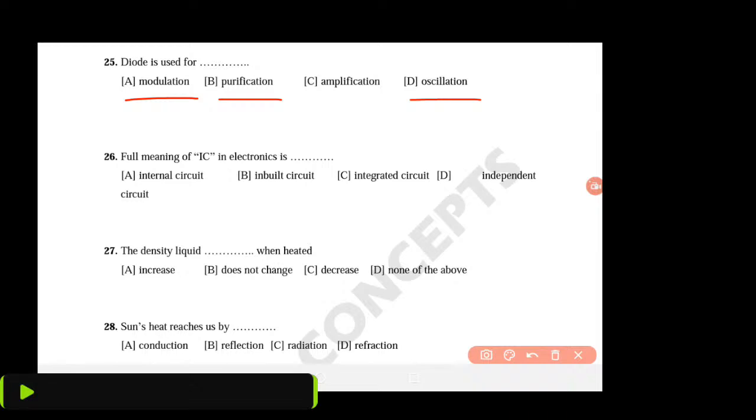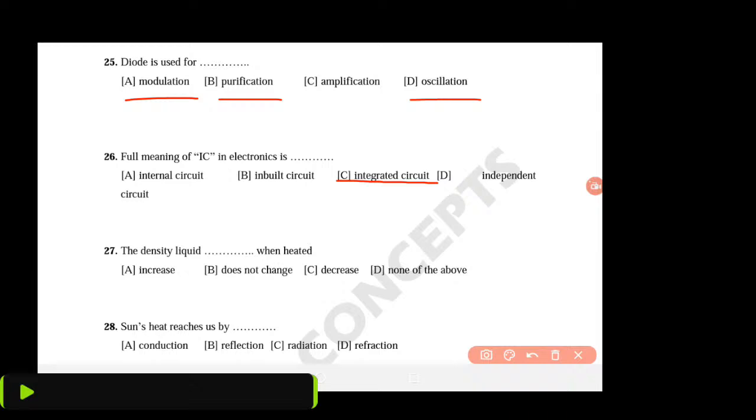Now question number 26 says meaning of IC in electronics is, IC in electronics is a short form of integrated circuit. IC simply means, IC is an acronym for integrated circuit.